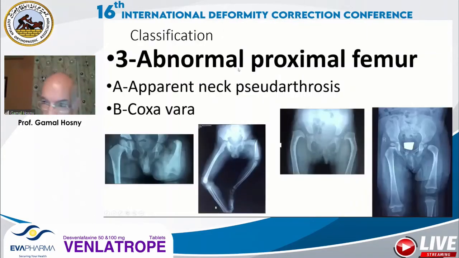Type 3, abnormal proximal femur. Type A, apparent neck pseudoarthrosis. And this is an example. You see, there is no apparent continuity between the head and the proximal femur. This is not true. There is something in between, fibrocartilage in between, like this. It looks like a pseudoarthrosis. It's not pseudoarthrosis, it's apparent pseudoarthrosis. Type B, you have coxa vara. You see coxa vara, this is bilateral. So type 3, we have A, apparent neck pseudoarthrosis, or B, coxa vara.